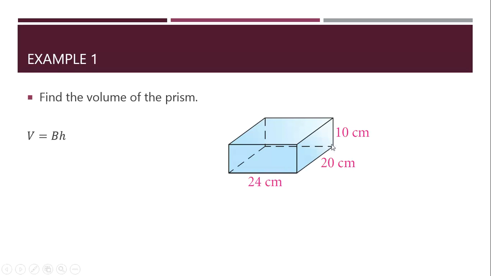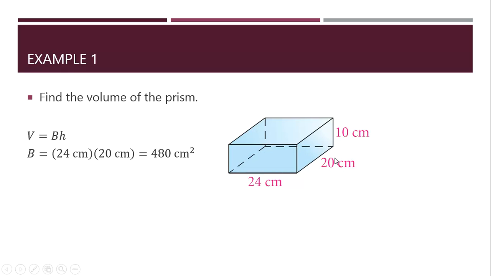In this case, it looks like my base is just a plain Jane everyday rectangle. Well, how do you find the area of a rectangle? Length times width, right? So fine, I can just do my 24 centimeters times 20 centimeters. That tells me that the area of my base is 480 centimeters squared.